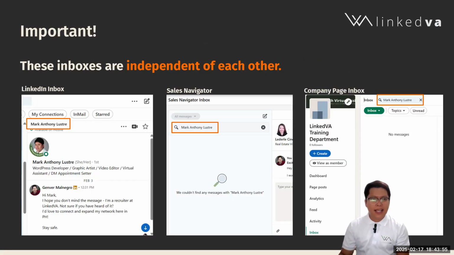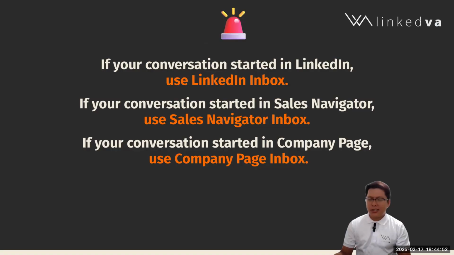For example, I got Mark here and we have a conversation in LinkedIn. If I search his name here in Sales Navigator, there won't be any search results. And if I search in company page inbox, same thing. So this is a good rule of thumb. If your conversation started in LinkedIn, then use the LinkedIn inbox. If your conversation started in Sales Navigator, then you will just find your conversation there. Avoid the mix-up. Just focus on whichever inbox you communicated from.